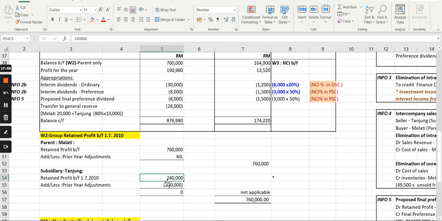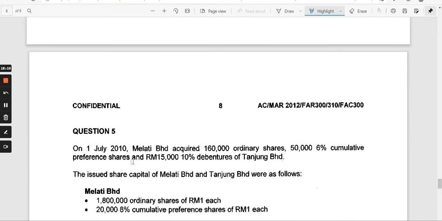And we need to show the calculation. You cannot simply just put a dash without showing what the detail was. On 1st of July 2010, that is the date of acquisition. How do I know? Yeah, it's here.